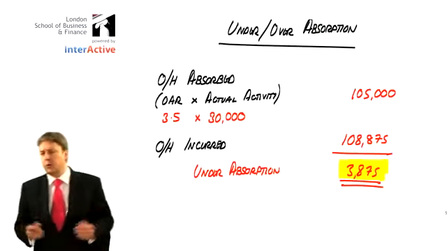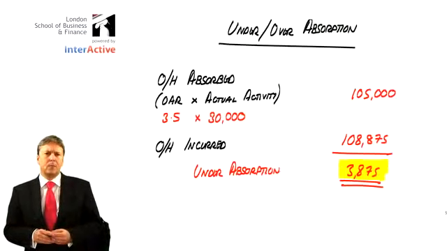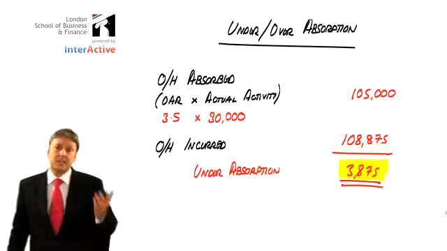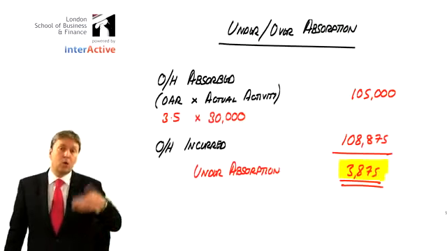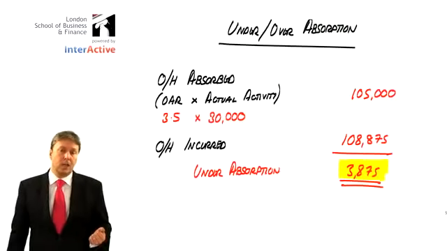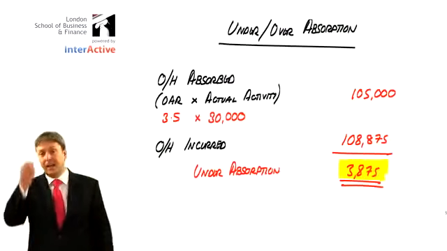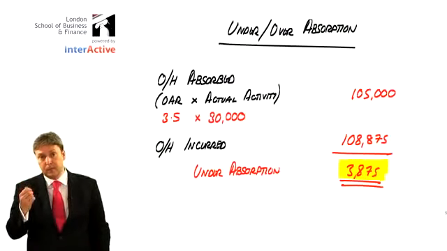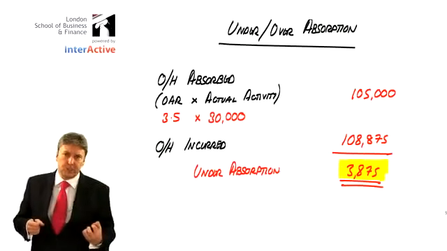Now, a little thought before we leave it here. What does under absorption mean? Well, you could just say it is a correction for the fact that we have absorbed too little. But the upshot of under absorption is this. We are charging more cost to the income statement. If we're charging more cost to the income statement, costs rise and hence our profit will fall. Therefore, an under absorption will lead to an adjustment that reduces profit.